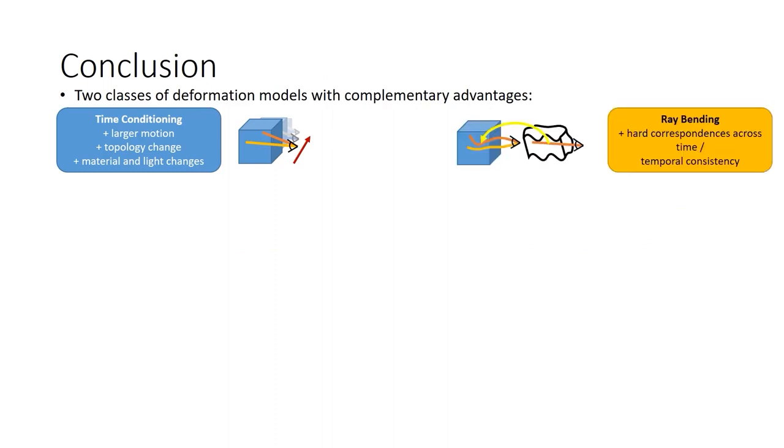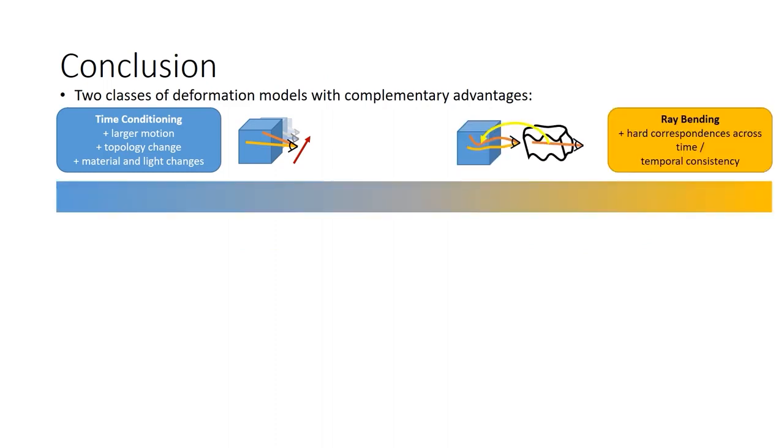There are currently two classes of deformation models with complementary advantages: time conditioning and ray bending. They are at the extreme ends of a spectrum. Time conditioning treats every time step as a keyframe. Ray bending, on the other hand, uses only a single keyframe. We will hopefully see methods that fall somewhere in between in the future.